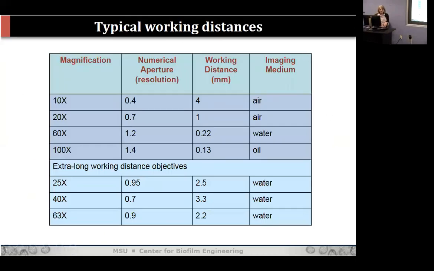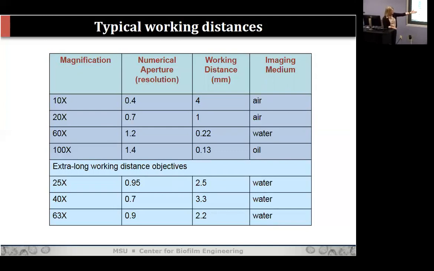And here's a table just to show you some of the standard objectives and resolutions in imaging media. The top 4 are pretty standard on light microscopes and confocals, and we have them all. And you'll see the trend we expect. Numerical aperture, and therefore resolution, increases with magnification, and working distance goes down, way down. And that just means what we already know. If you want to get better resolution, you get closer and you collect more light.